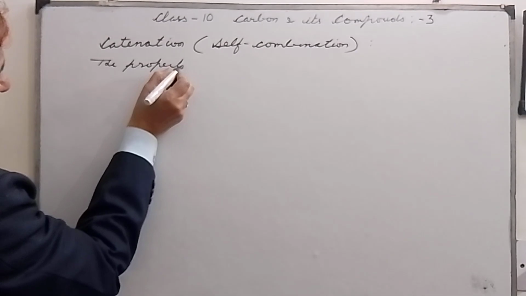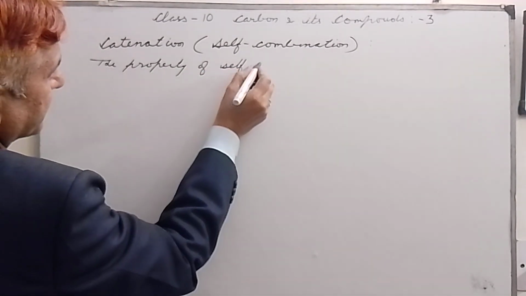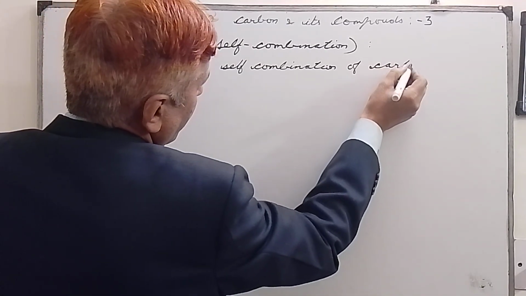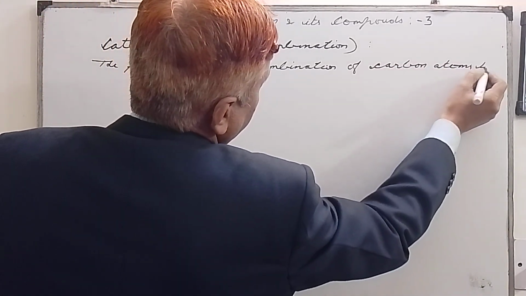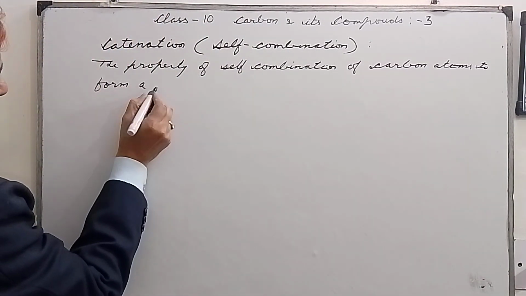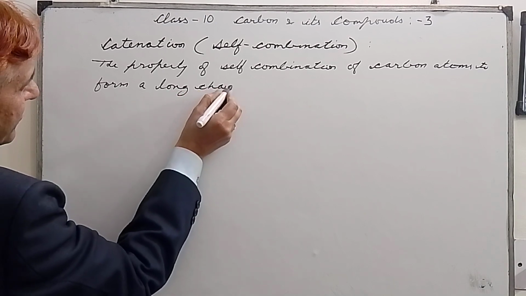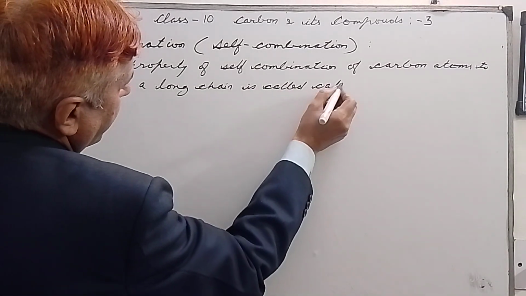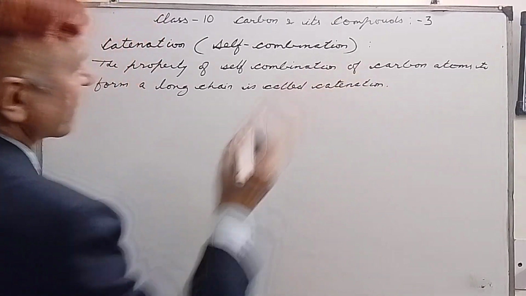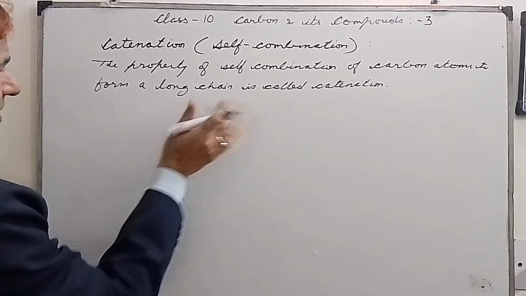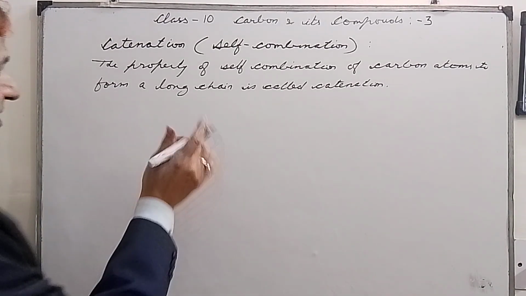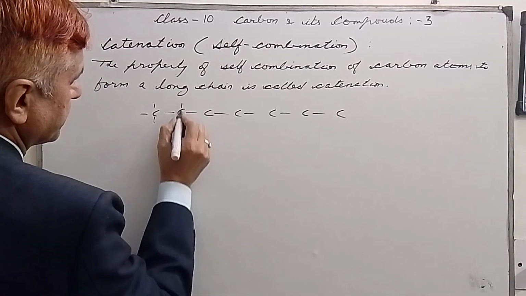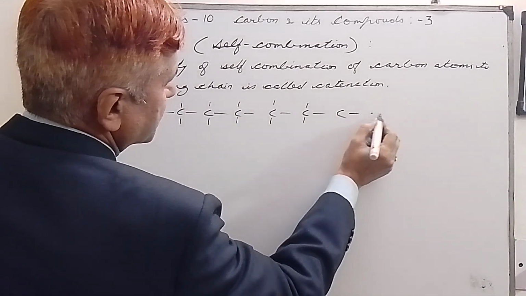The property of self combination of carbon atoms to form a long chain is called catenation. Like, we can show this like this, and so on.